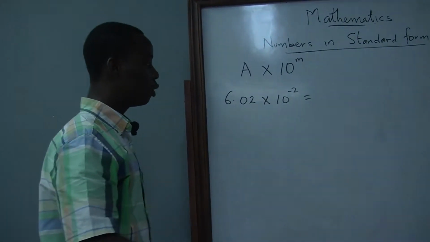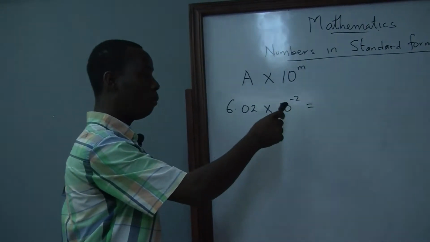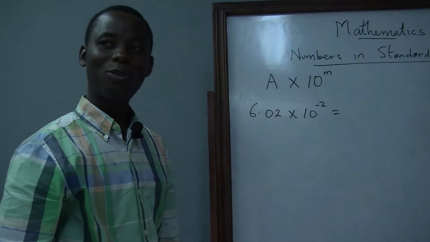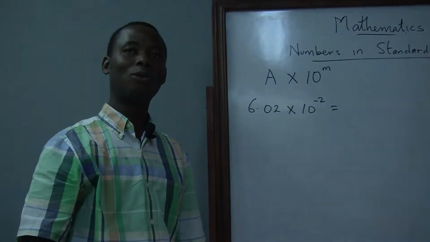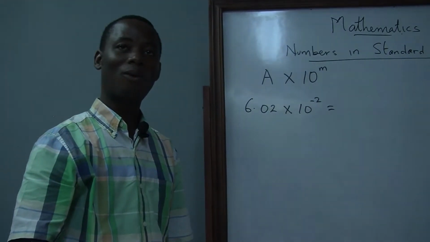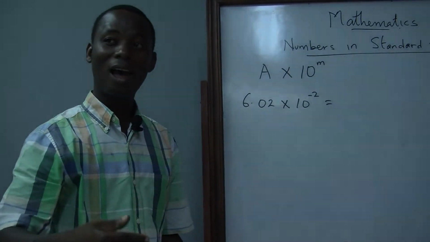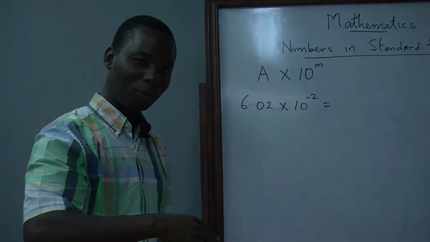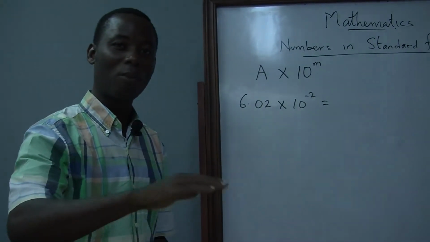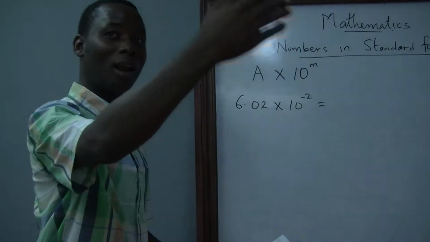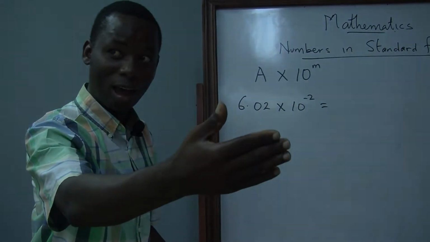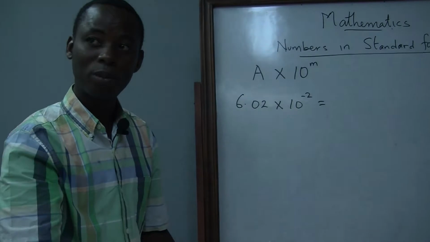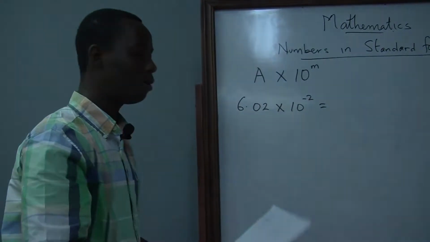So, in that situation, we will be counting the decimal point now to the left. You remember that when we were converting to the standard form, we were moving the decimal point to the left. You understand? That is when we're going to have negative. But now, since we are reversing it, it's going to be going to the right now.